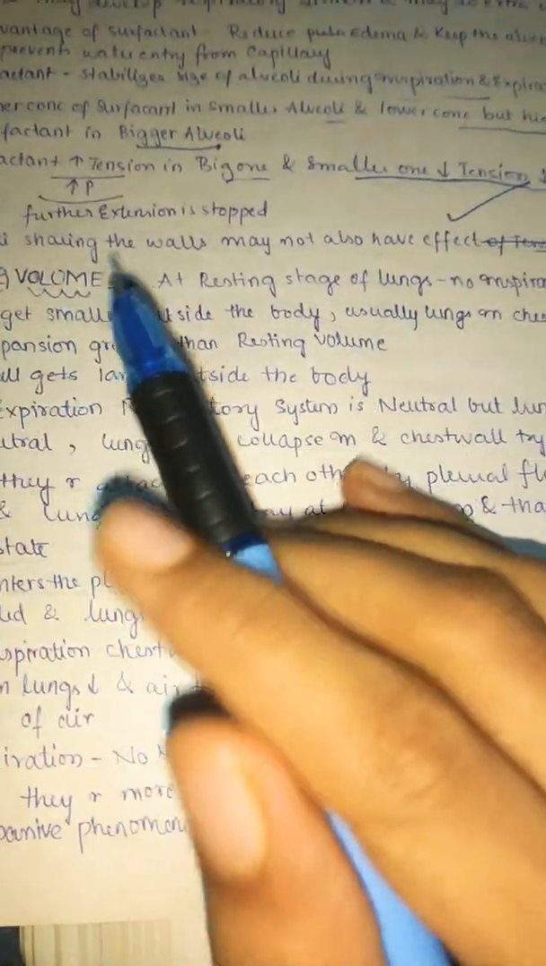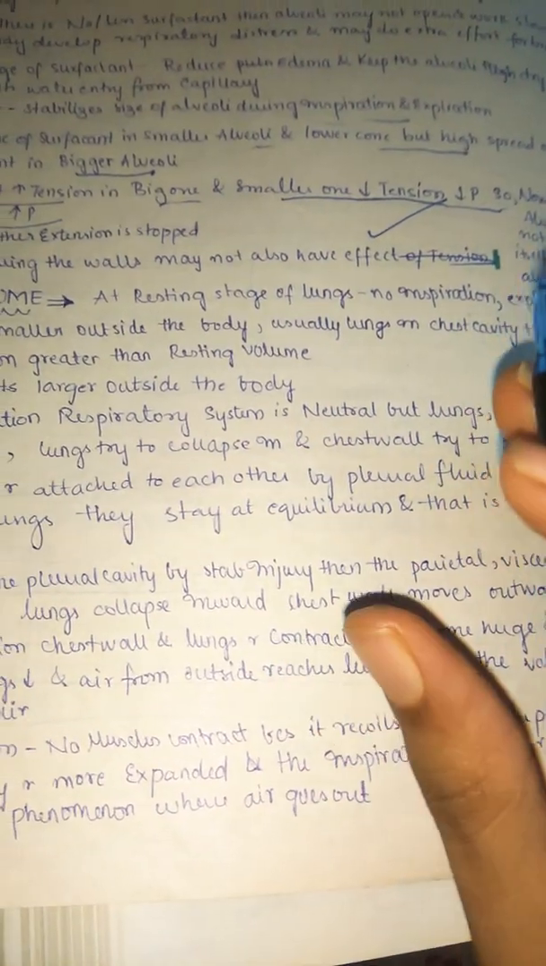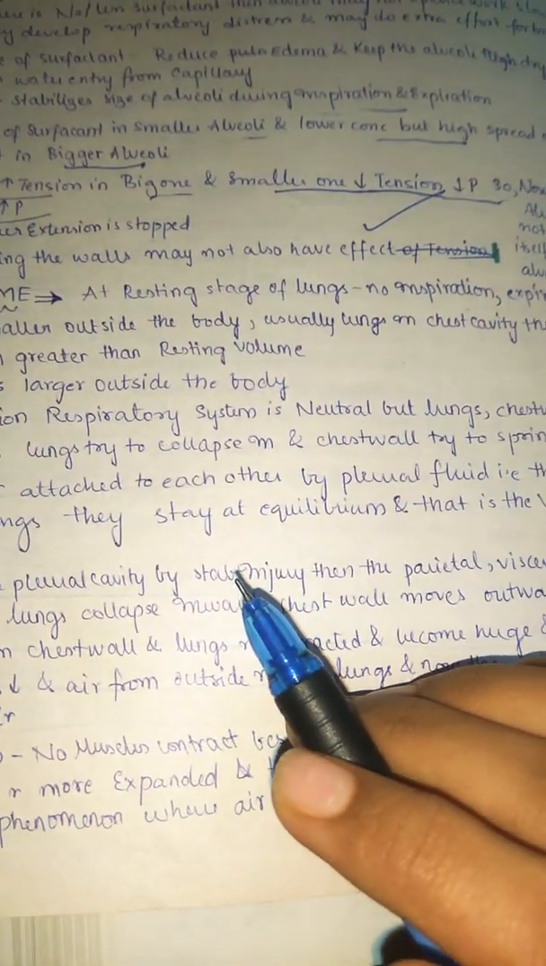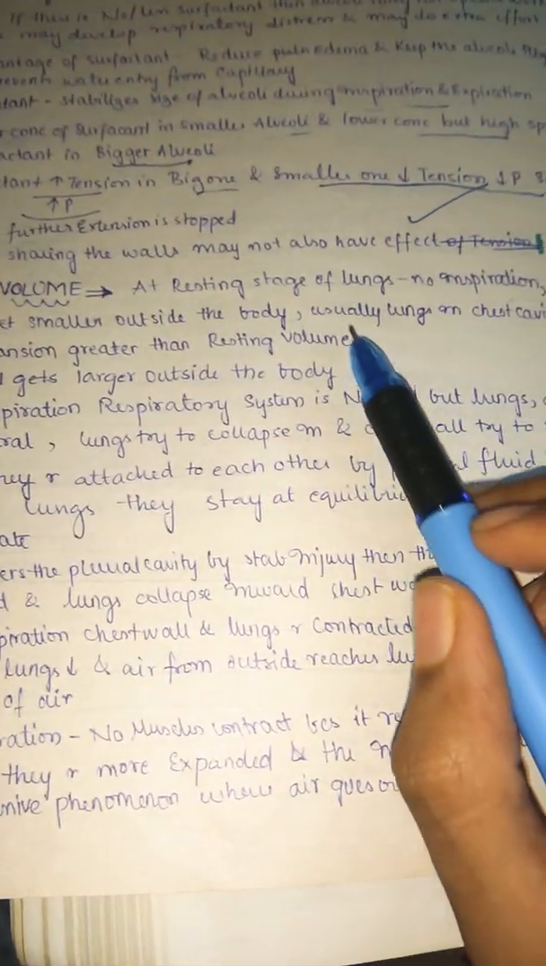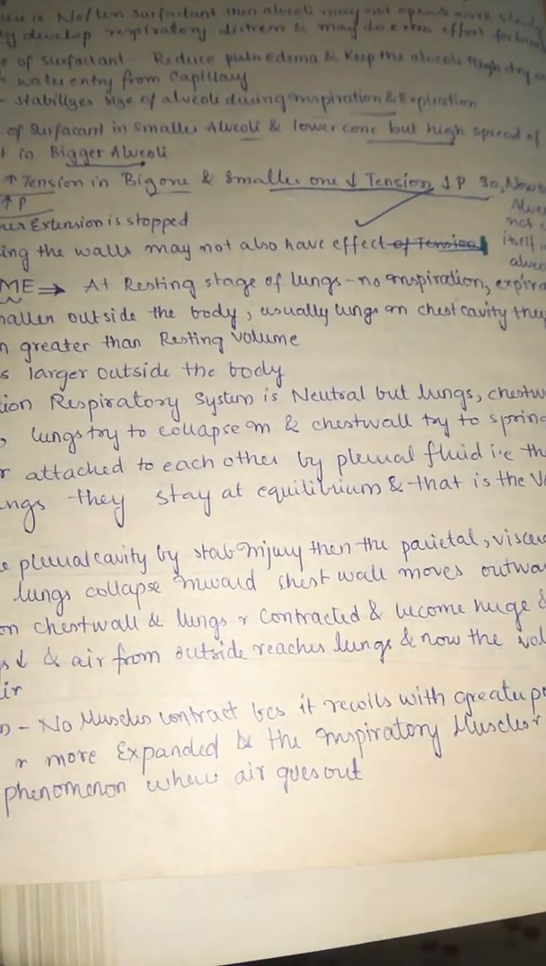So normally, at the resting stage of the lungs, there is no inspiration. For example, now you are sitting in a resting position, so there is no inspiration and expiration. What it means is that at the resting stage, at complete rest, there is neither inspiration nor expiration.